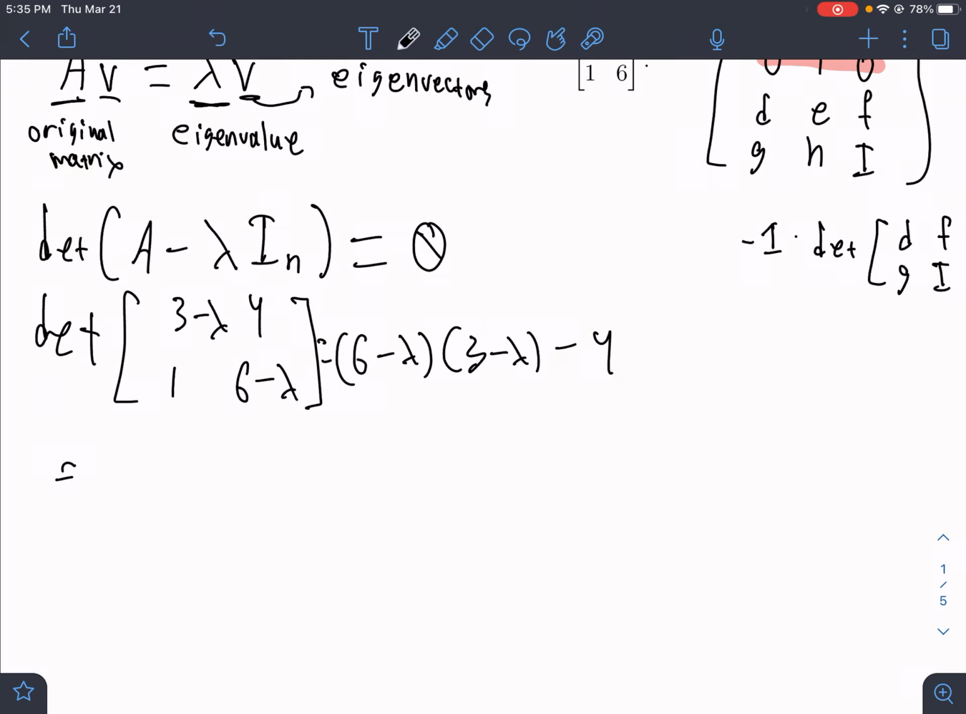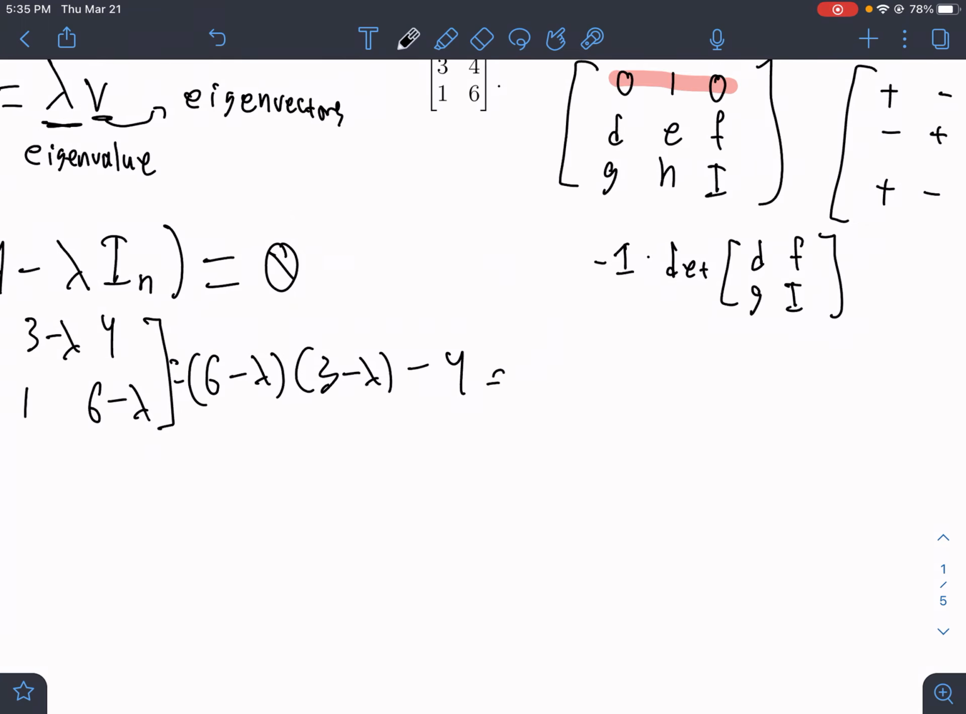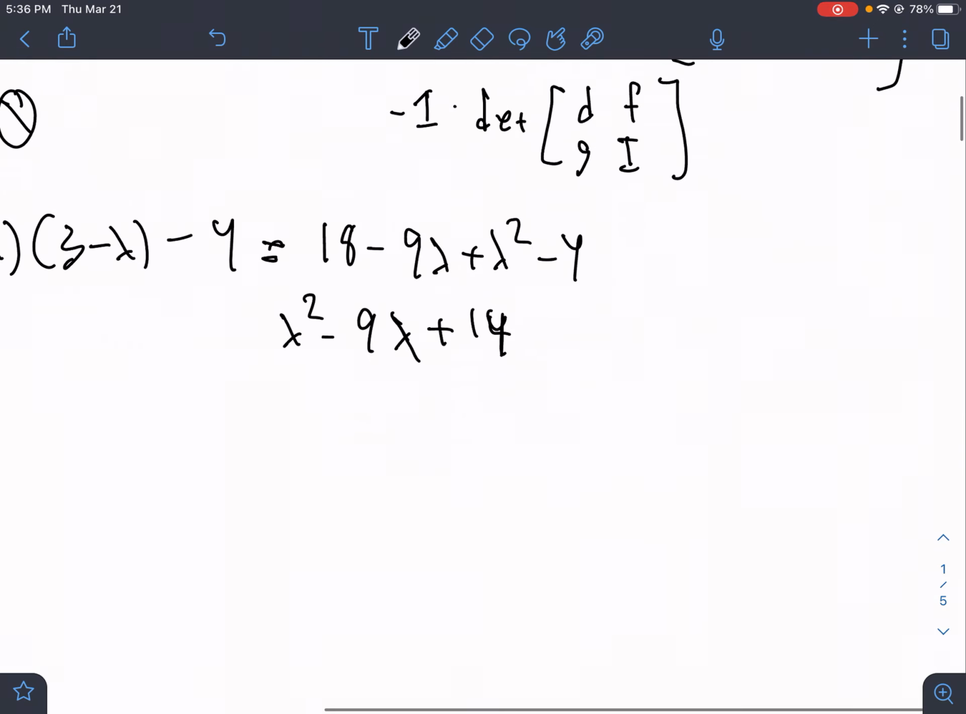Now we can use our normal algebra to solve this. So we get, what is it? 18 minus 9 lambda plus lambda squared minus 4. So we get lambda squared minus 9 lambda plus 14. And can we think of factors that would solve this? I believe we can. However, if we couldn't, we would have to remember the quadratic formula.